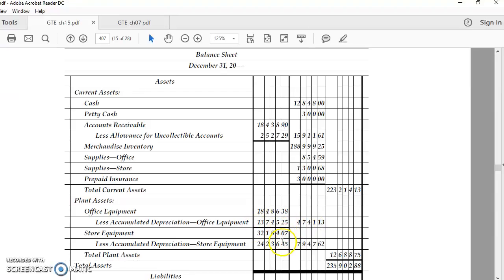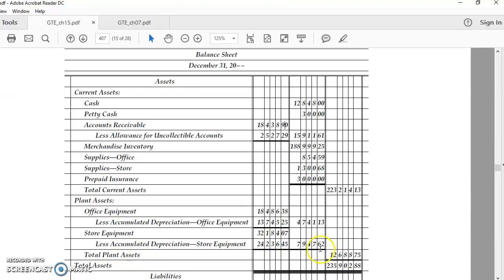And what we're doing here is we are going to list our store equipment. And less accumulated depreciation for our store equipment is $24,000. Again, you're going to subtract, because we have the word less here, from the $32,000 total to get $7,947.62. Put a mathematical line across all of this, and then we have our total plant assets.